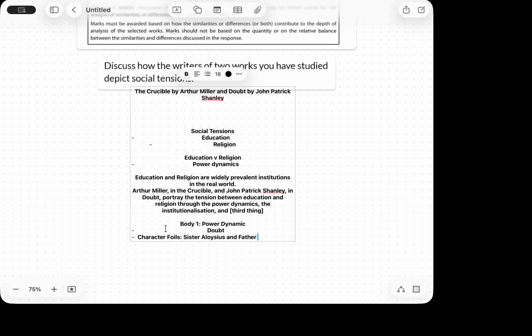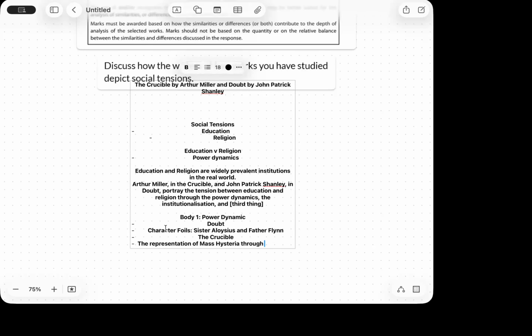And in the context of The Crucible, I would talk about the representation of mass hysteria through, what's her name, Abigail, and associated characters.